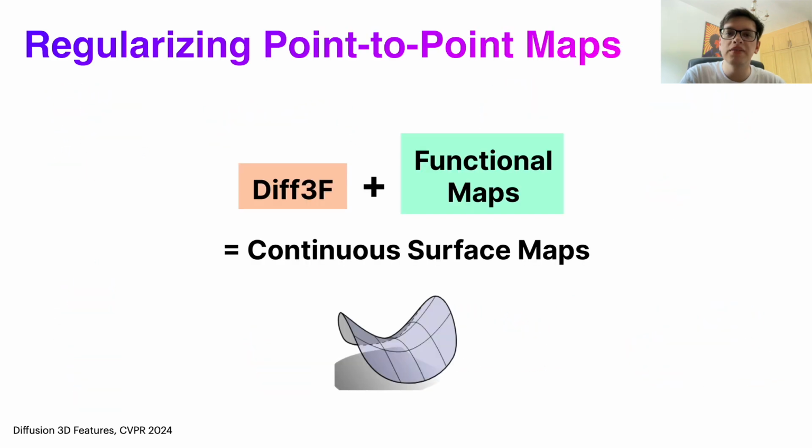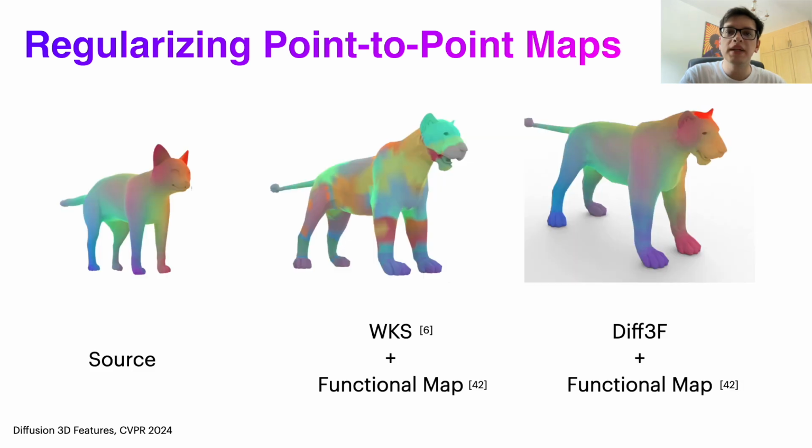Diff3F is primarily a feature descriptor, and these semantic features can be directly plugged into existing pipelines such as functional maps. This is useful in cases where we want to compute a continuous surface-to-surface map rather than matching discrete points. Here, we pass our computed descriptors to a vanilla functional map implementation, which returns a continuous surface-to-surface map that can then be used for direct correspondences.